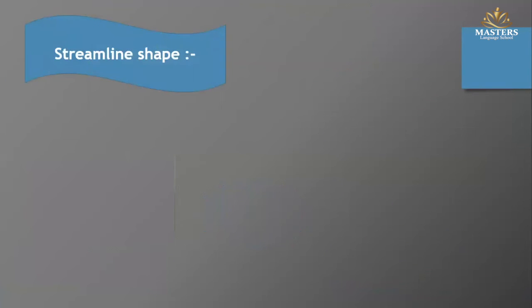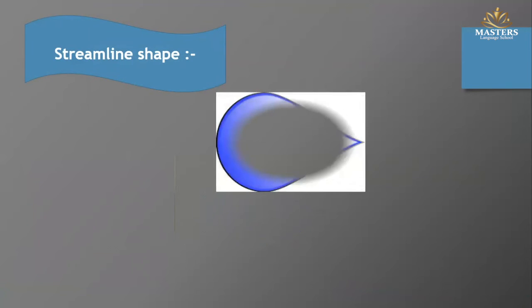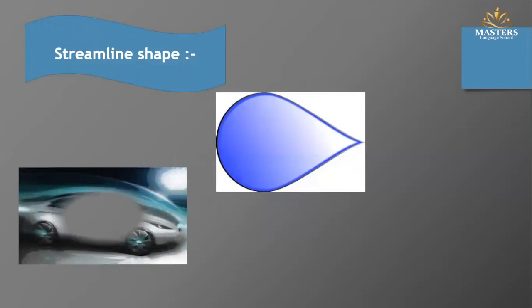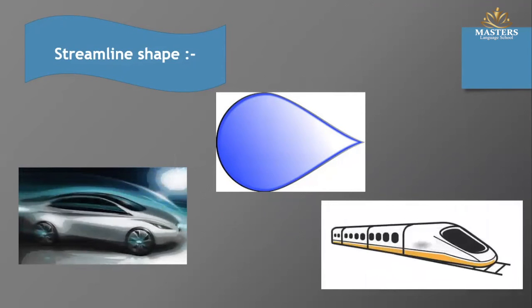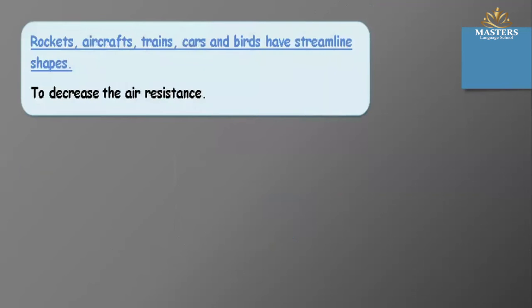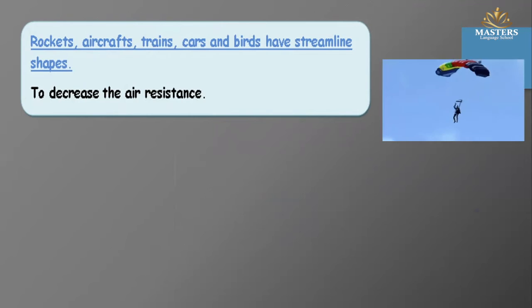Okay, now let me ask you a question. Do you know what the streamlined shape is? This is the streamlined shape. It is the shape of the car, and also the shape of the train. Okay, good. Here we have a give-reason question. Rockets, aircraft, trains, cars, and birds have a streamlined shape. Why? Because this shape decreases the air resistance.